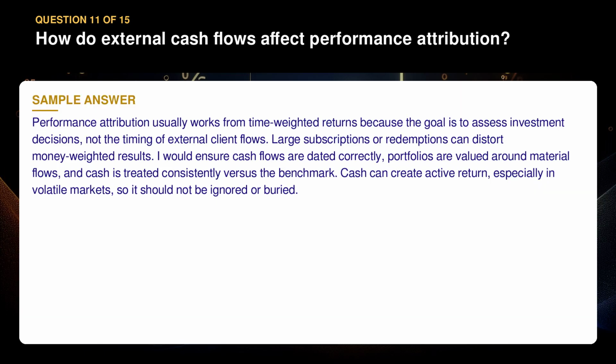Performance attribution usually works from time-weighted returns because the goal is to assess investment decisions, not the timing of external client flows. Large subscriptions or redemptions can distort money-weighted results. I would ensure cash flows are dated correctly, portfolios are valued around material flows, and cash is treated consistently versus the benchmark. Cash can create active return, especially in volatile markets, so it should not be ignored or buried.